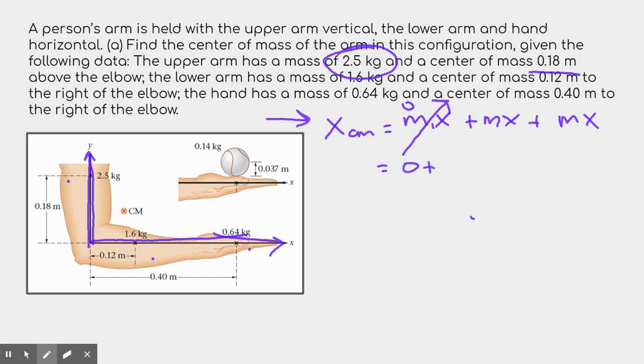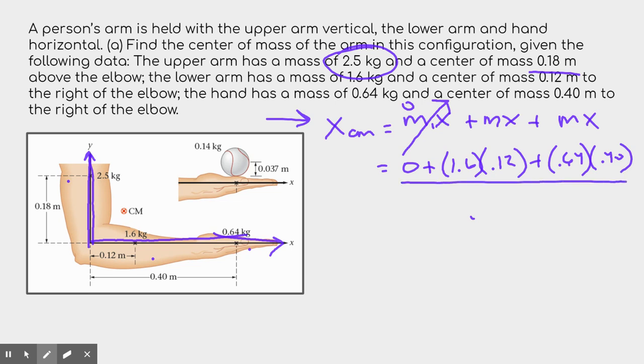So that's 0 plus the mass of the lower arm, which is 1.6, and the center of mass is 0.12, plus 0.64 and that center of mass is 0.4. Then we're going to divide all of that. Oh, I didn't even finish writing this. So it's the mass of the upper arm plus the mass of the lower arm plus the mass of the hand. And here we're going to have 1.6 plus 0.64 plus, and we do need to factor in the mass of the upper arm. It will not disappear.